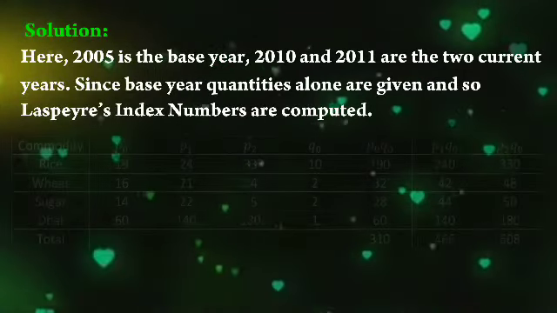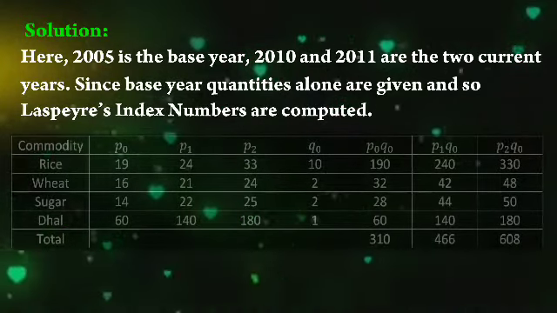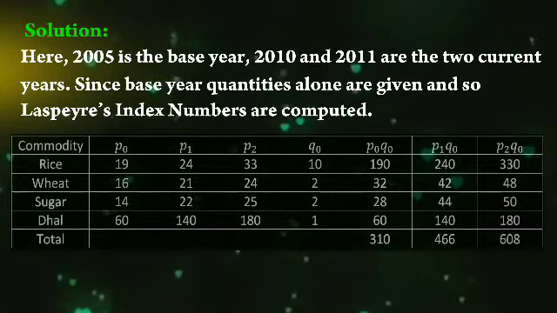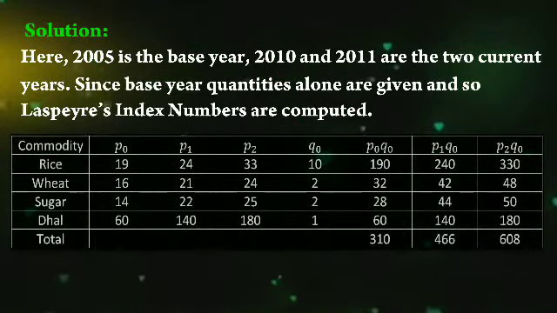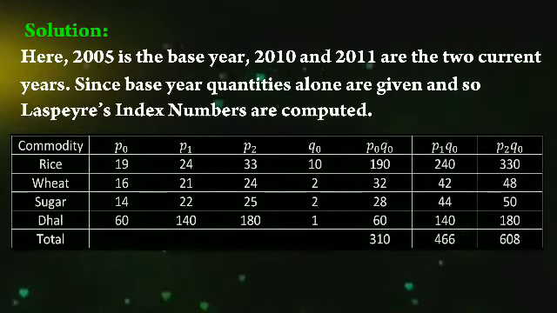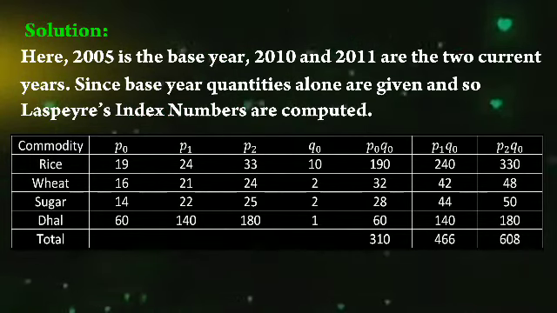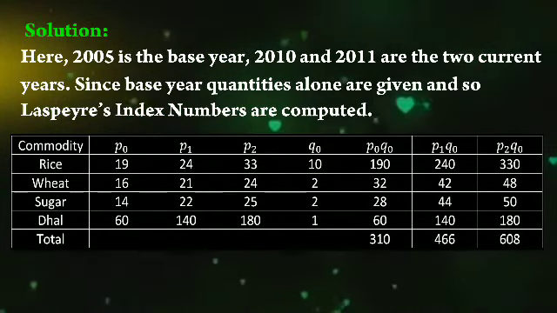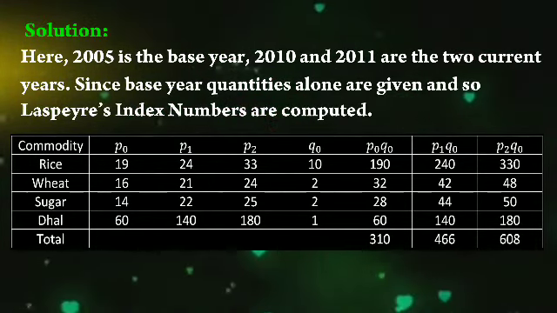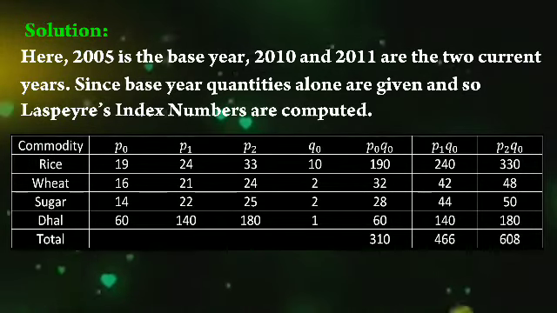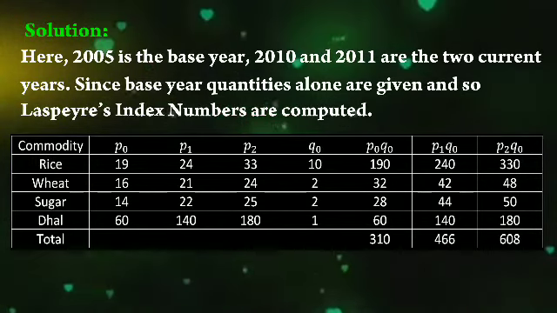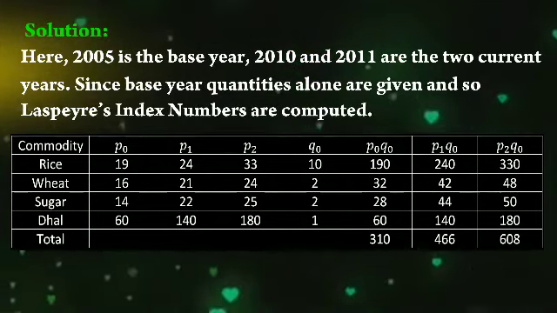Here 2005 is the base year, and 2010 and 2011 are the 2 current years. Since base year quantities alone are given, the Laspeyres index numbers are computed. Draw one more table in the solution part. Consider the different commodities. Include one more row to find the total value. So in the last row, the variable name will be total.